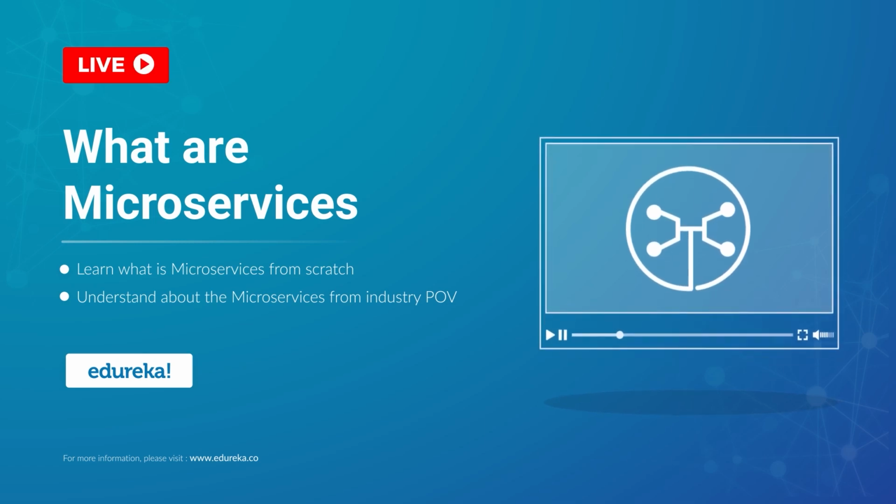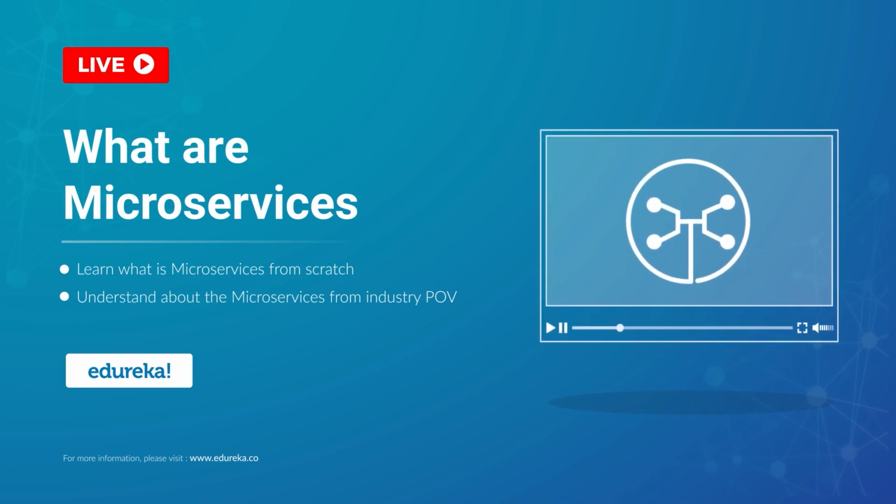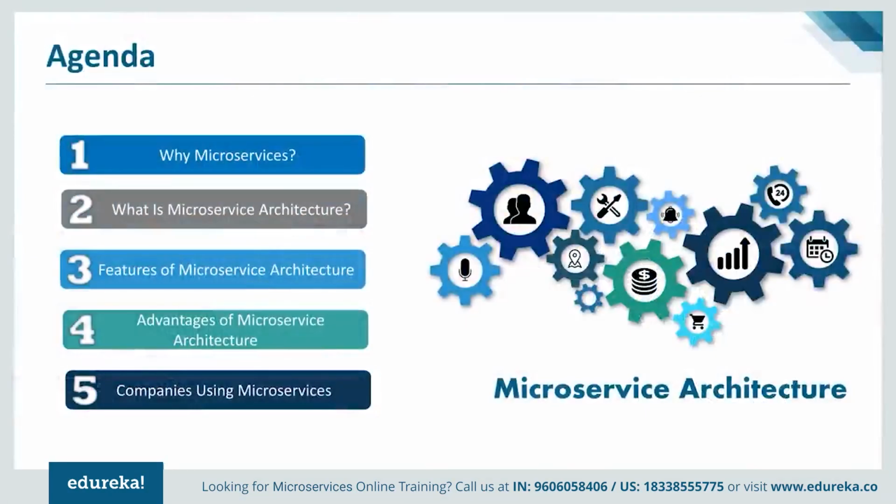So without any further ado, let us move forward and have a look at the agenda for today. These are the topics that we'll be covering today. We'll begin by understanding why we need microservices, right? Everything exists for a reason, so we'll try to figure out why we need microservices. Then we'll focus on what is microservice architecture and what are its various features. Then we'll understand various advantages of microservice architecture and we'll look at companies using microservices.